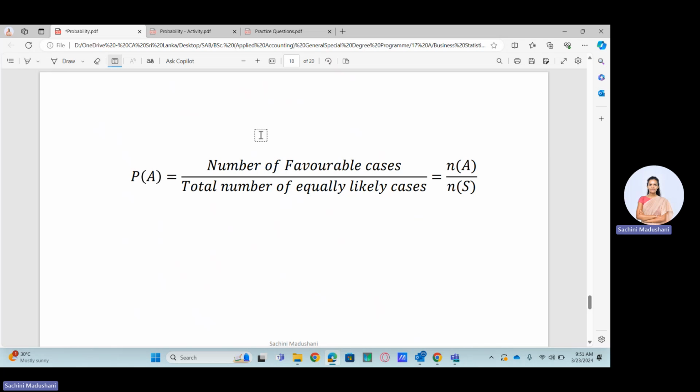Now you can take a break. After the break, we will do some summation about the probability values.